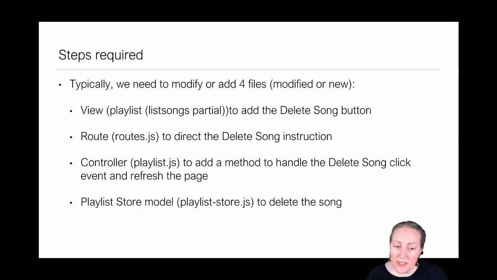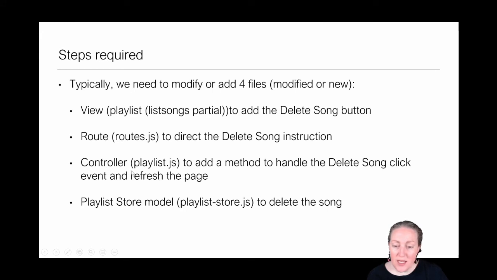So the steps that we'll have to do in order to do this are quite similar to the steps that we talked about for introducing a new view. There'll be a link that we'll need to introduce that we want the person to click on, and in this case, that's going to be the delete song button. Next, there'll be a new route in the routes file that will direct us to the delete song functionality within the controller.